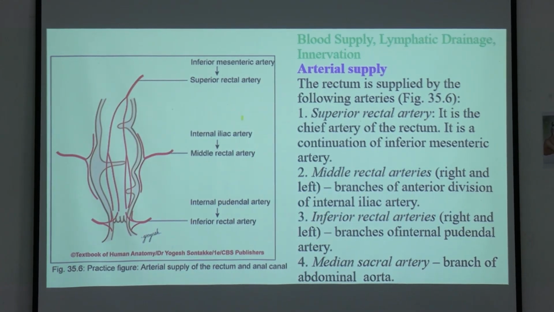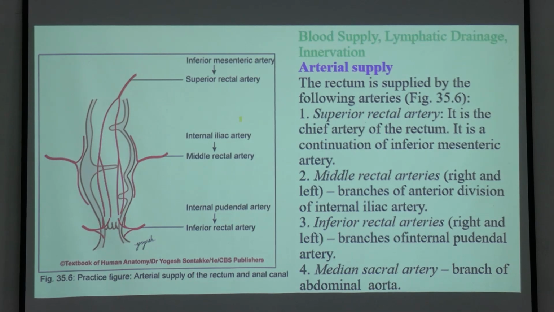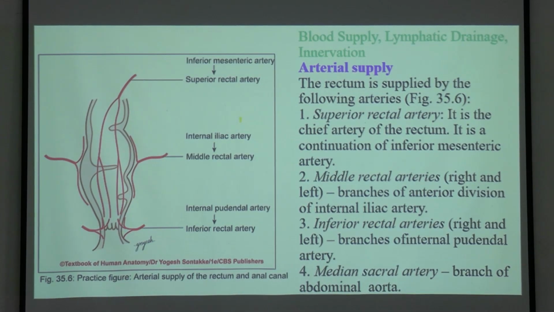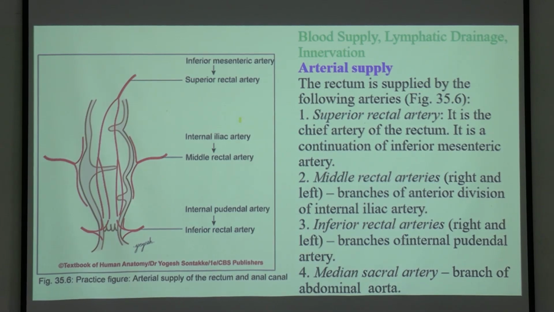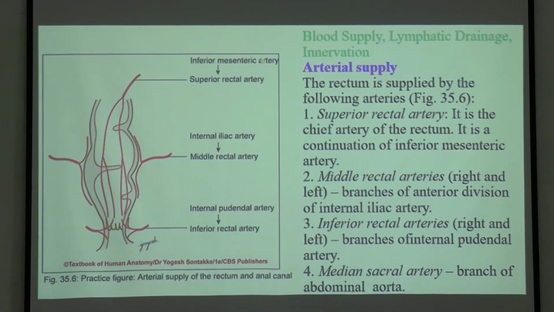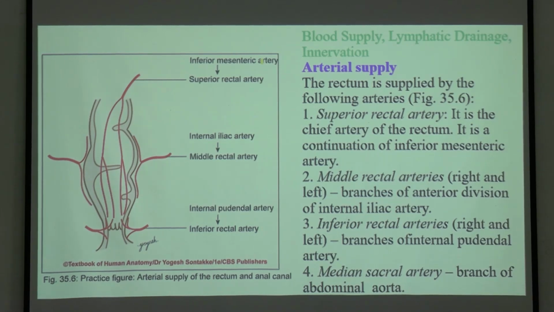About the arterial supply, you can see it is supplied by the superior, middle and inferior rectal arteries. Superior rectal artery is nothing but the continuation of the inferior mesenteric artery.